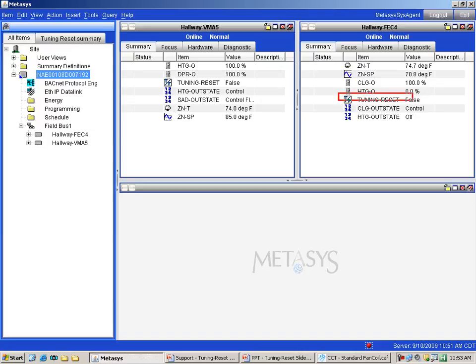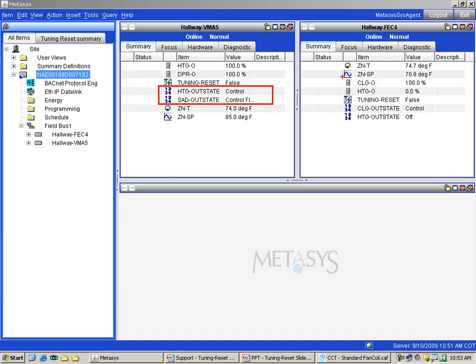Now you may have also noticed that I've mapped in the tuning reset point for both of these controllers so that we can see what happens when I command it to true. Also, you'll notice that I've mapped in the heating out and the supply air damper out, as well as the cooling out state and the heating out state for my FEC. And if you recall a few minutes ago, the cooling out state is in control and the heating out state is off for the FEC controller. So now I'm going to command both of these tuning reset points for both of my controllers.